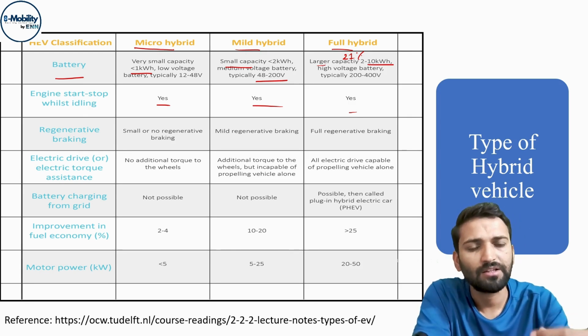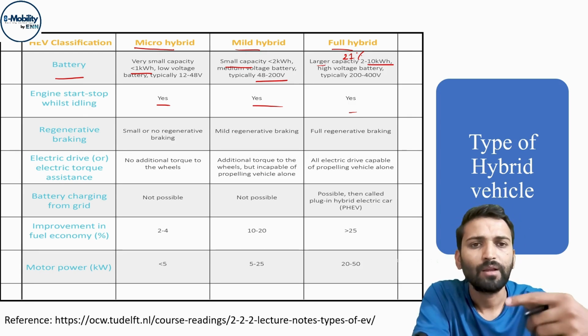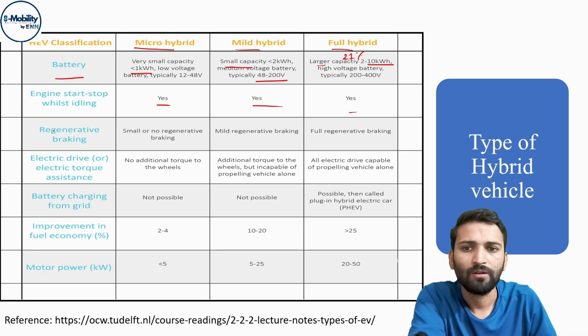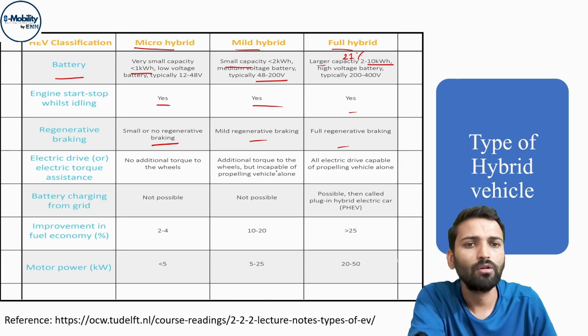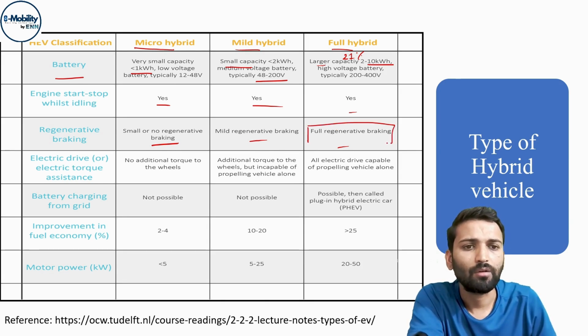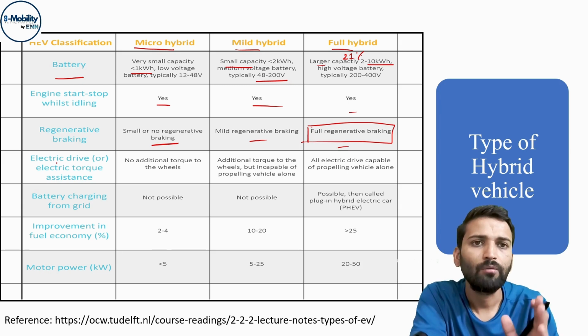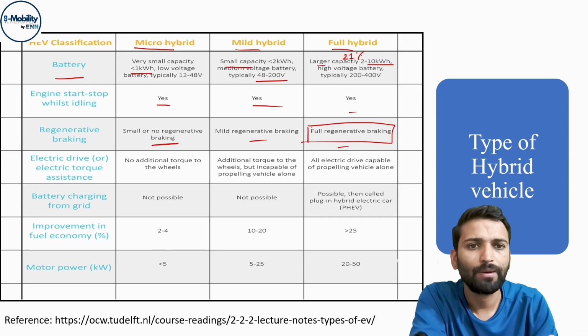Idling is the condition where the vehicle is not moving but the engine is on. Regenerative braking: all three are capable of doing regenerative braking, but because of the high power rating of the motors and the battery size, we can use full regenerative braking in case of the full hybrid vehicle. Full regenerative braking means all the power from the braking can be pushed into the battery.